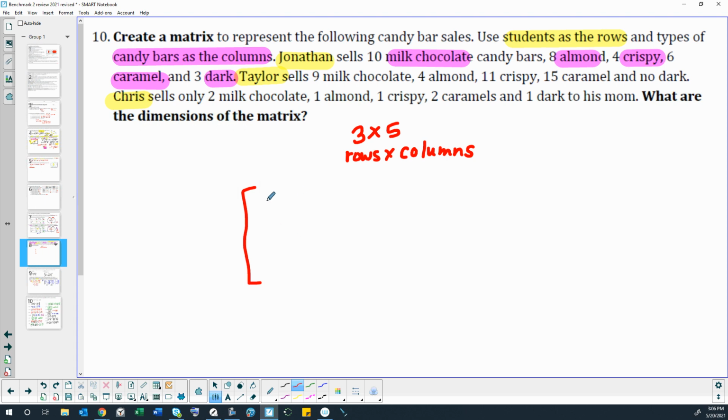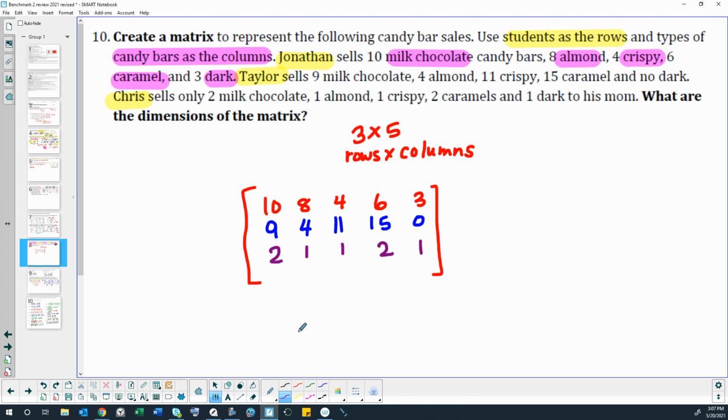Jonathan is row 1. He sells 10 milk chocolate, 8 almond, 4 crispy, 6 caramel, and 3 dark. Taylor sells 9 milk chocolate, 4 almond, 11 crispy, 15 caramel, and no dark chocolate. So we'll put a 0 there. We don't just leave an empty space. Chris sells 2 milk chocolate, 1 almond, 1 crispy, 2 caramels, and 1 dark chocolate bar to his mom.